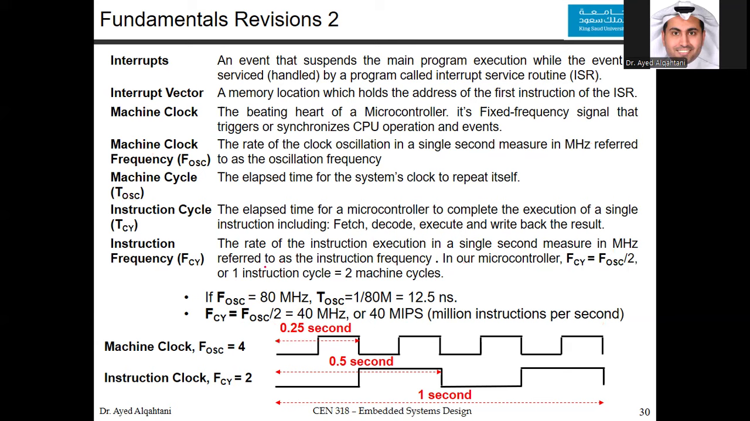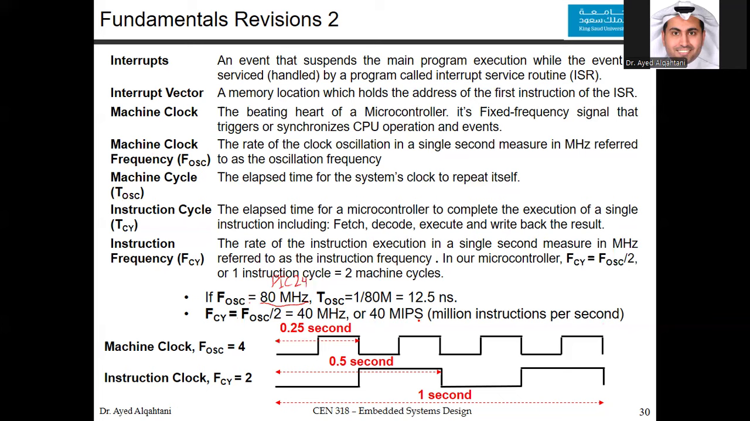Again, let's see this example here. Since we said that the FOSC is 80 megahertz, and by the way, this is the maximum frequency of the PIC24, now the instruction frequency, FCY, is equal to FOSC divided by 2, which is going to be 40 megahertz, or we can say that it's 40 million instructions per second.